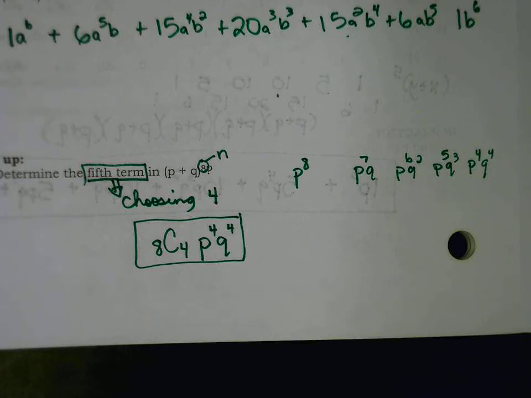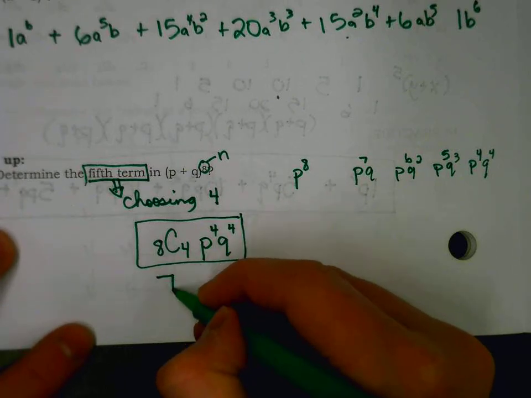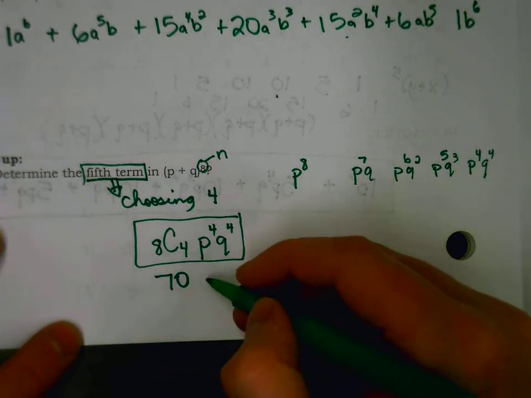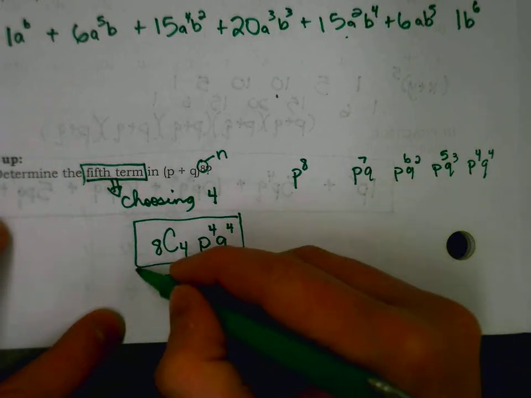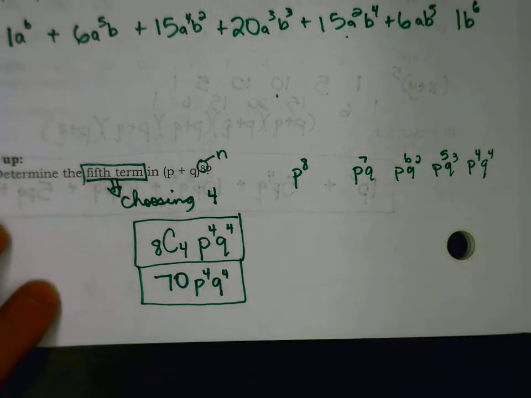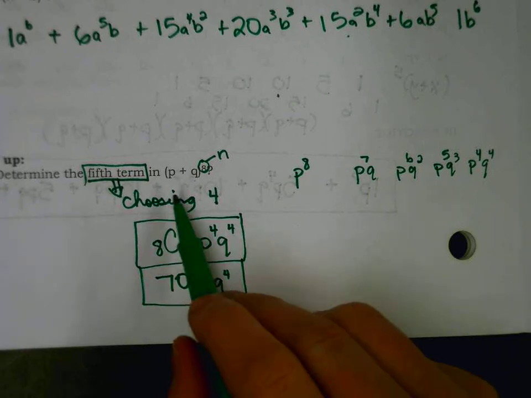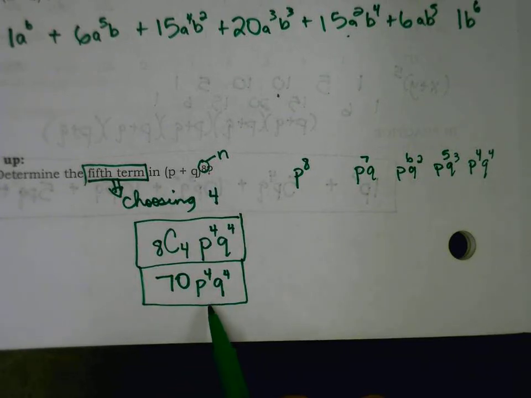So as we grab our calculator and we number crunch 8C4, we end up with, again doing this in our calculator, 70 p to the 4, q to the 4, a very powerful final answer for the expansion of (p + q) to the power of 8, focusing in on only the fifth term.